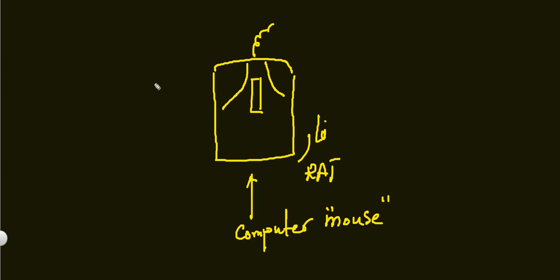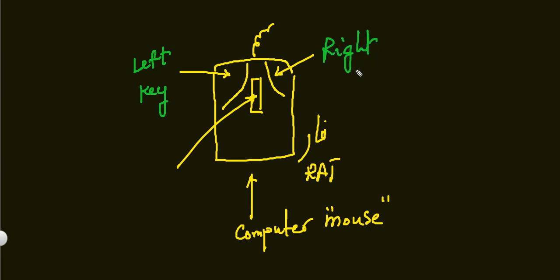In the mouse, each button has a function. You shall call him the left key. You shall call him the right key. And this you shall call the middle mouse, the middle button.